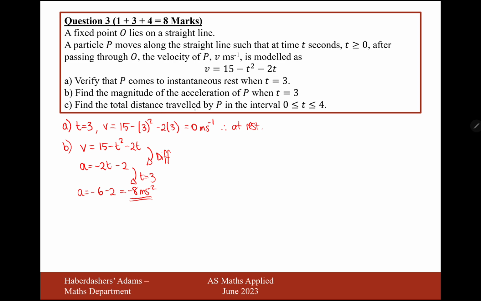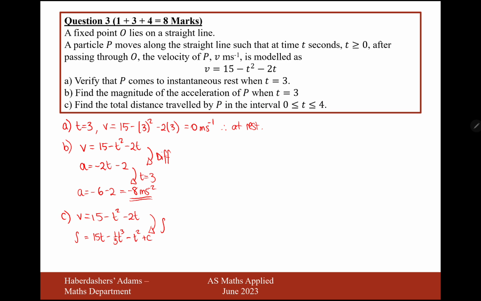Part C, find the total distance travelled by P in the interval from t equals 0 to t equals 4. So first of all, we'll go back to our velocity equation. And this time, to find distance travelled or displacement, we integrate the equation. So s is going to equal 15t minus a third t cubed minus t squared plus c.